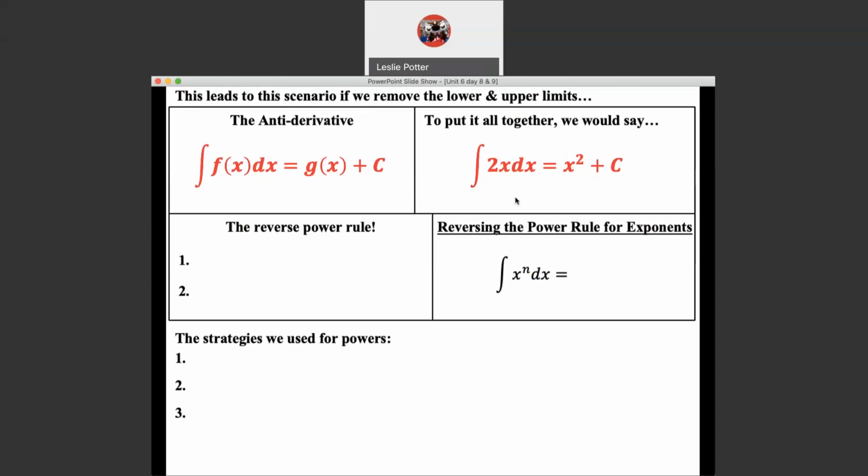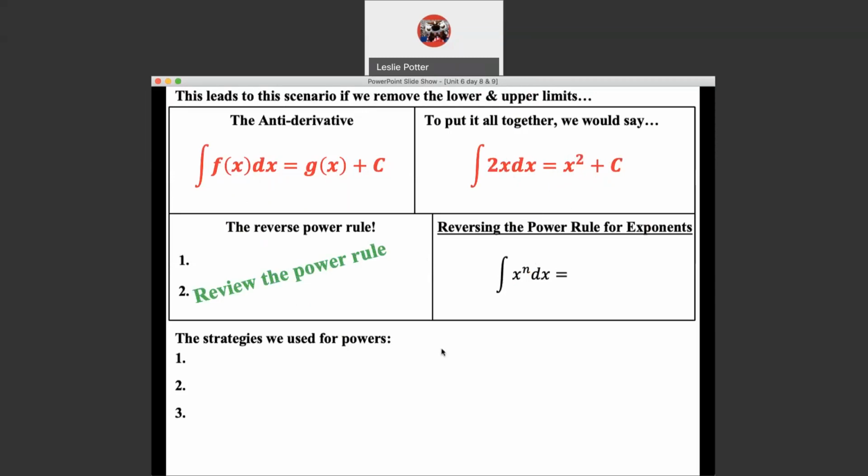So looking at this, we're going to tie this into how we can use our derivative rules. So for instance, if we start with 2x, I think it's pretty easy to speculate what you started with, that when you differentiate you get 2x, and that's x squared. But if you look at our power rules, really what we're doing to get the antiderivatives, we're reversing that.